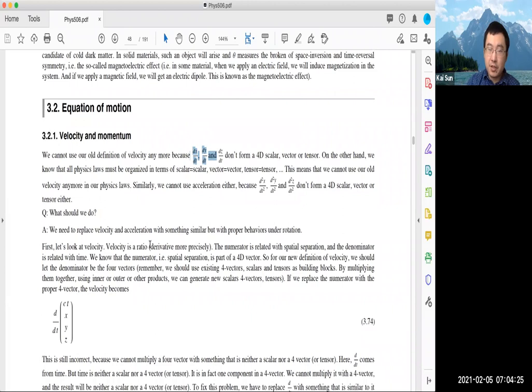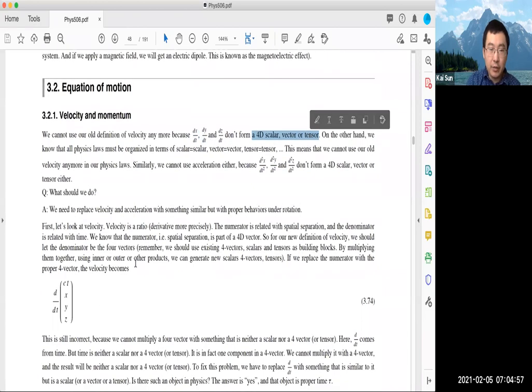Well, the most important thing is we need to replace what Newton used, the Newton's velocity and Newton's acceleration, with something else. That something else is very similar to what Newton utilized, but it allows us to organize things into this 4D scalar, 4D vector, 4D tensor structure. But at the same time, we cannot be too different from Newton, because we know when velocity is small, we need to recover Newton. So what can we do?